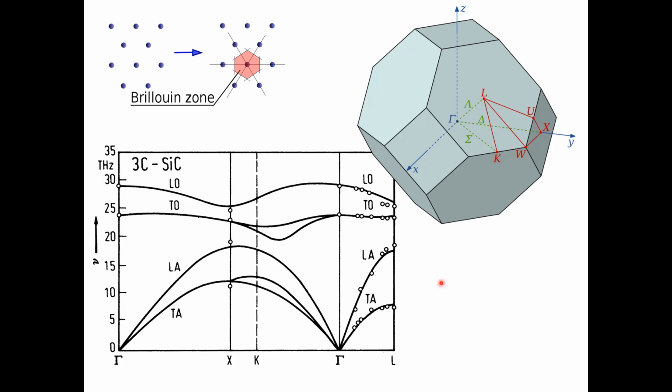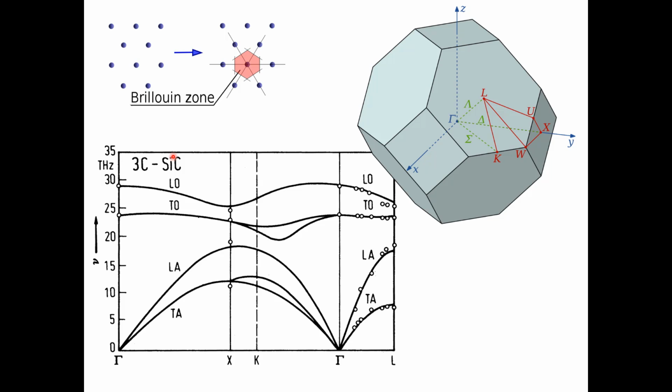I promise you'll see these kinds of figures in your research, and it's good to know how to interpret what we're looking at here. So this is the phonon band structure for silicon carbide, 3C, which is a specific polytype of silicon carbide.